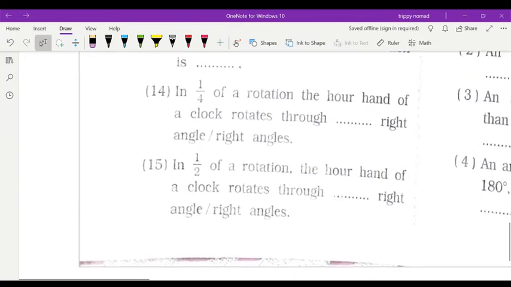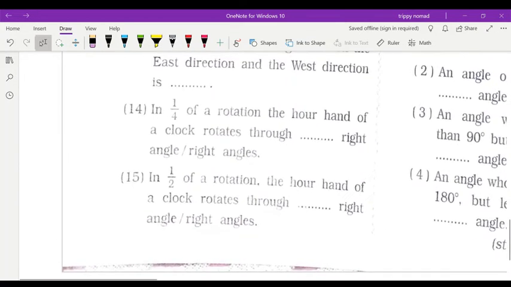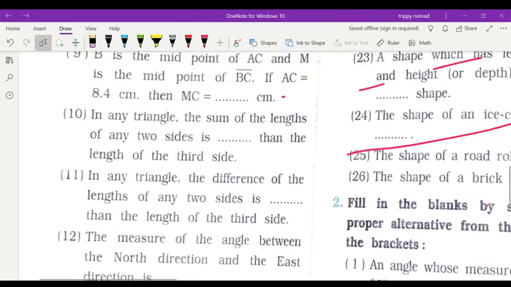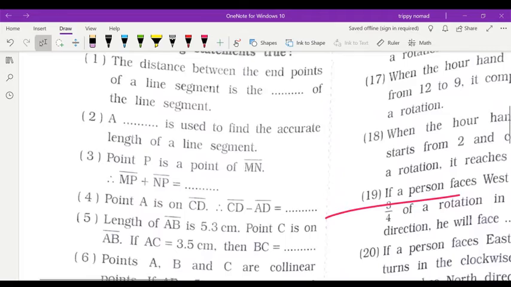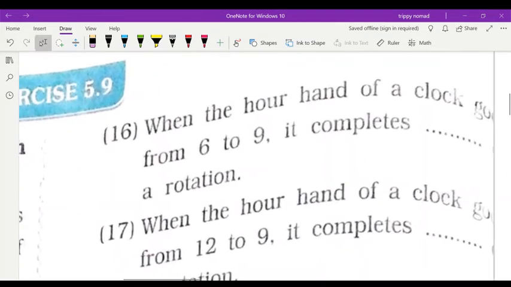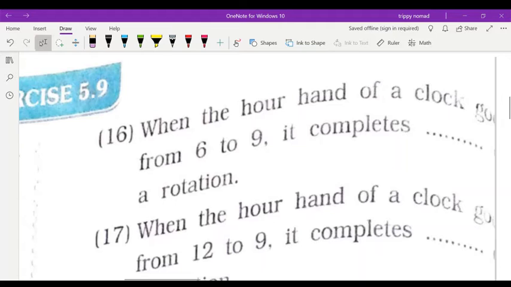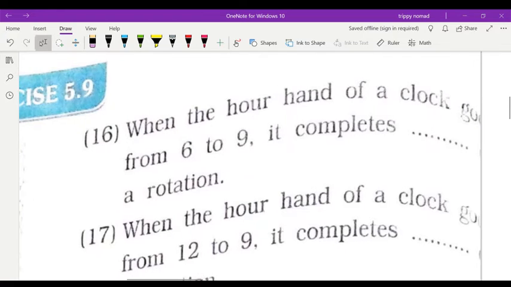Now question number 16. After question number 15, let me see where it is. Yes, question number 16: when the hour hand of a clock goes from 6 to 9, it completes dash of a rotation. The clock is divided into four equal parts. If it goes from 6 to 9, then what will be the rotation? It will be 1/4. I am showing by drawing a figure.